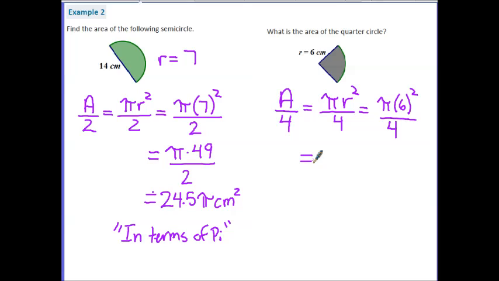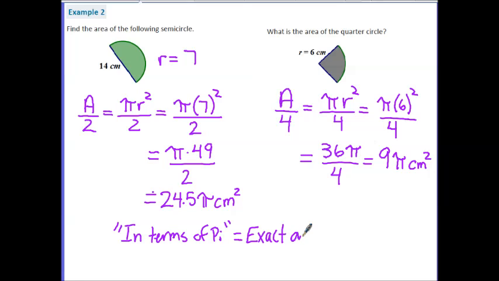Six squared gives me 36. And then 36 divided by 4 is 9. Again, I'm going to leave my answer exact in terms of pi, so this is 9 pi centimeters squared. So just a note here again, in terms of pi is giving you an exact answer, not rounded or approximate.